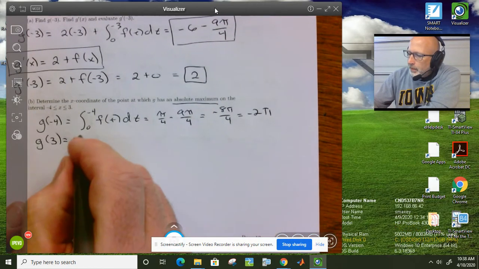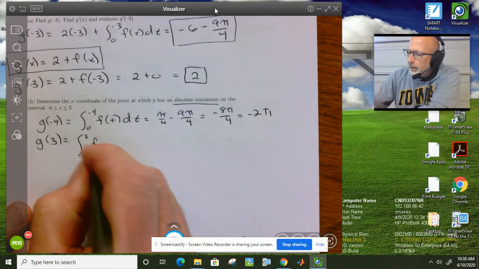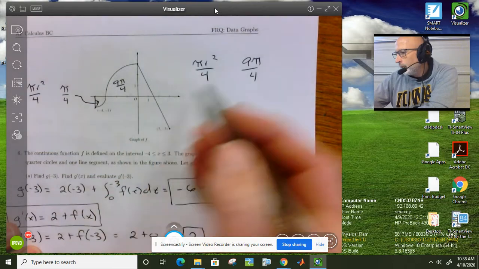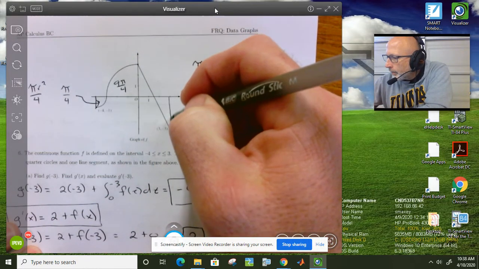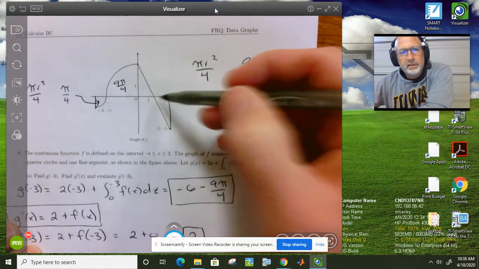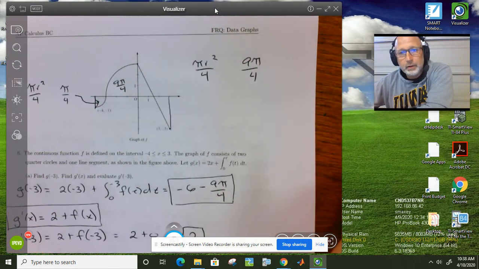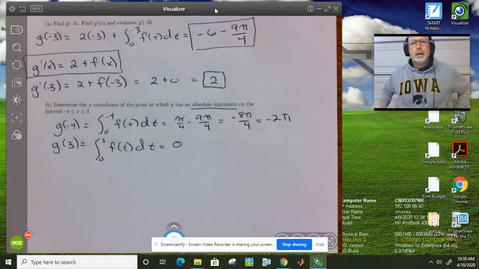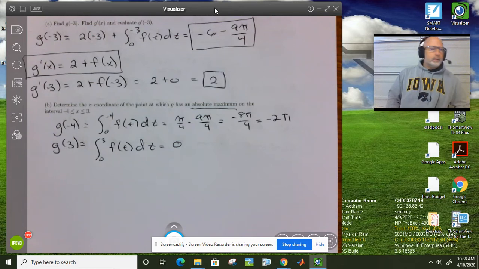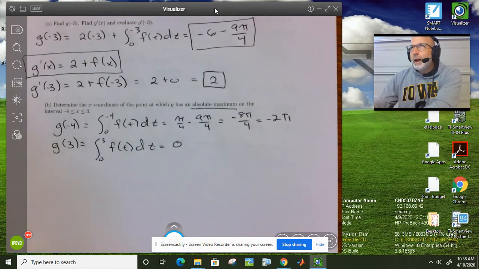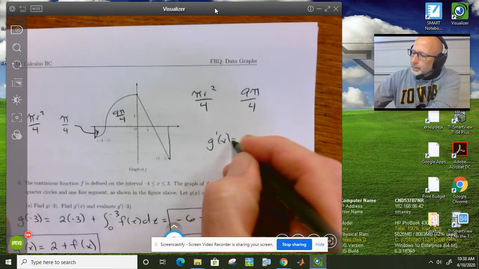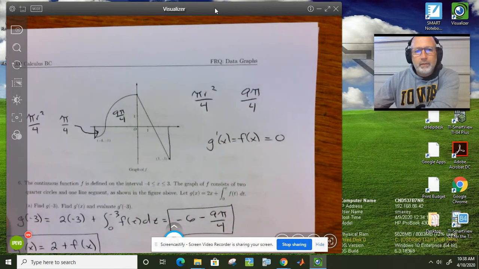Okay. G of 3 then is going to be the integral from 0 to 3 of f of t dt. So going back up here, I just have to go from 0 to 3. So 0 to 3, I need to figure out what this area is. If you notice, those are exactly the same triangles. So they cancel each other, regardless of which direction I'm going. So this will be equal to 0. Okay. Now I need to do absolute maximum. So I also need to pay attention to where there's potentially a relative maximum value of g. So to find relative maximums, you need to figure out where g prime is equal to 0. And g prime is f of x, so I need to know where f of x is equal to 0.